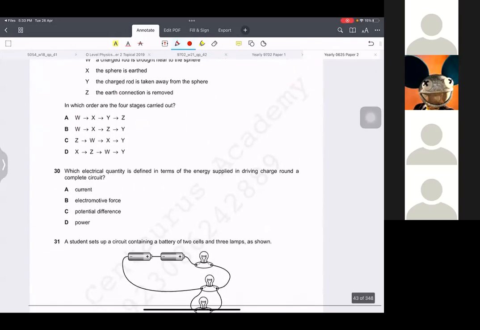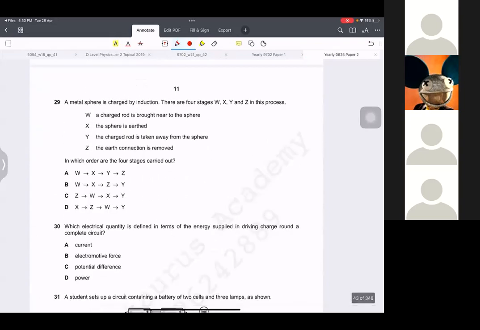Now, a metal sphere is charged by induction. There are four stages. So, in order, first, a charged rod is brought near the sphere, so it should start from W.